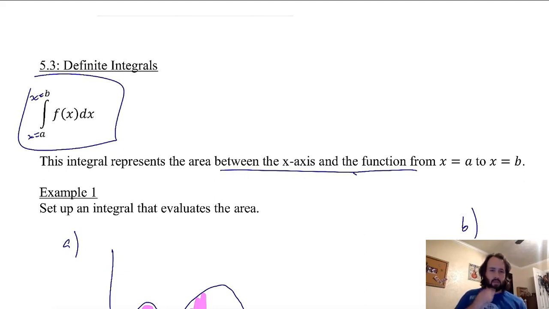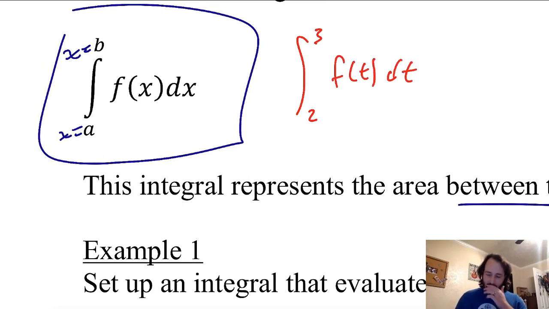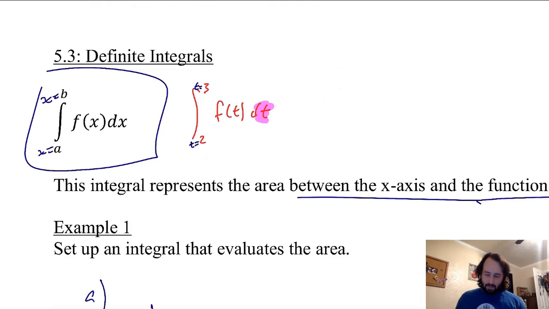You will not always see those x equals because it could change based on what we are integrating in terms of, right? If this was the integral from 2 to 3 of f of t dt, then this would be from when t equals 2 to t equals 3, right? So that's not always going to be an x equals or whatever. Just pay attention to what variable you are integrating in terms of as you move forward into later calculuses.